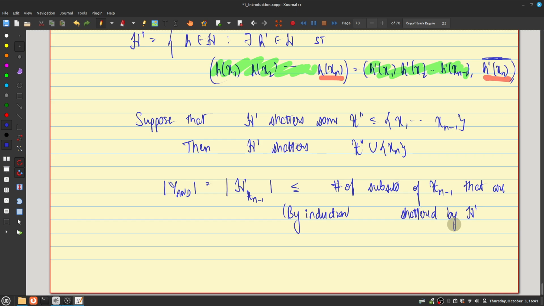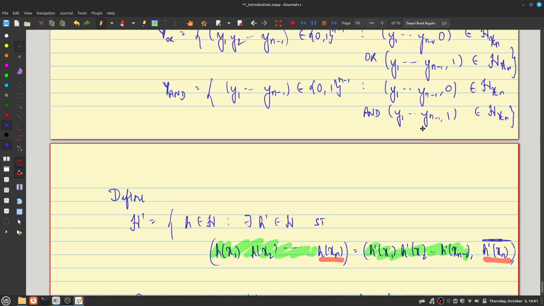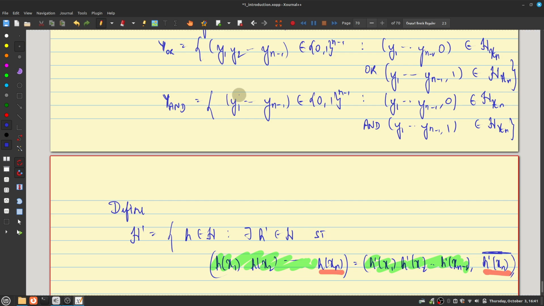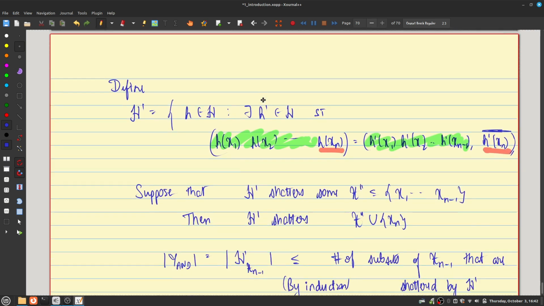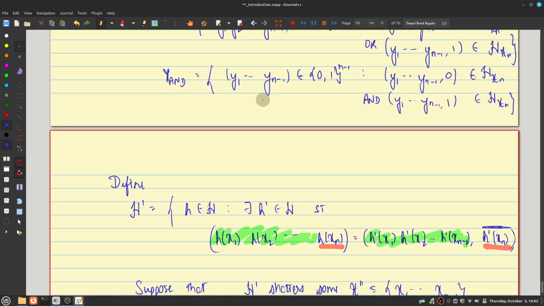It's the restriction of h prime. This is h prime, right? So this is a subset of the hypothesis class. Xn minus 1 is basically this set, x1 through xn minus 1, only the first n minus 1 elements of xn. It's the same, right? So it's again a set. It consists of vectors of length n minus 1. These two sets are equal.